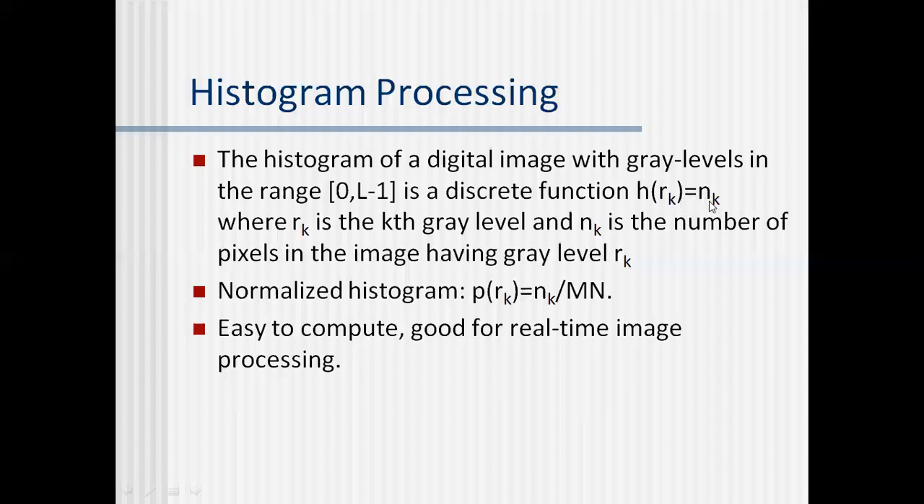And next, n suffix k. That means for the gray level k, how many pixels are there? That is, the number of kth gray level pixels, which we simply call small n suffix k. So here is the kth gray level pixel. How many pixels are in the kth gray level? So h of rk is equal to nk. This can be treated as a discrete function.